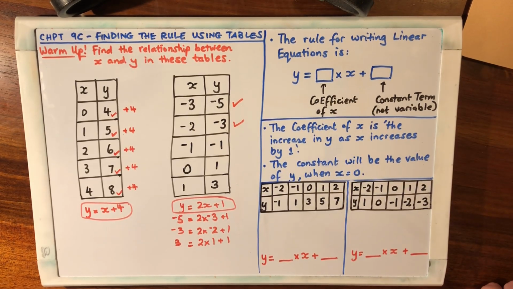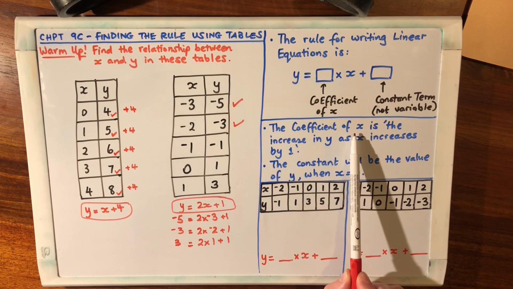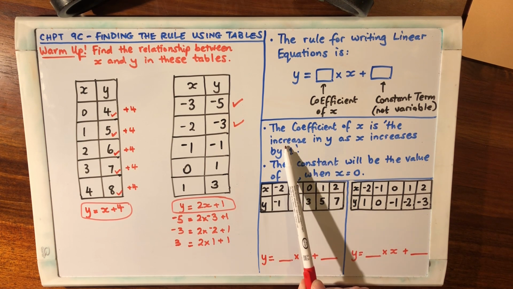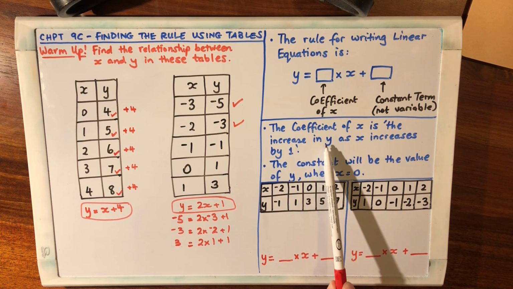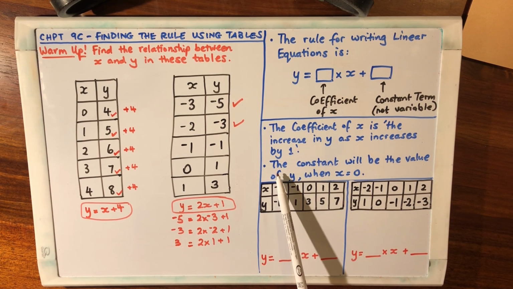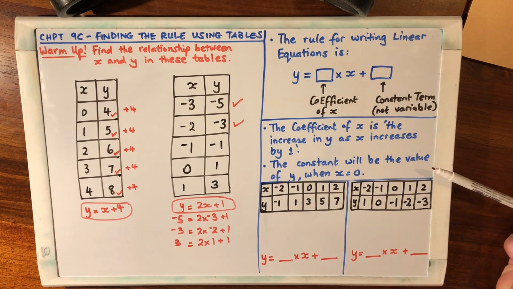So there's two rules, and you need to make sure you know these ones or have them written down somewhere that you can find them easily. We work out the coefficient of x. The coefficient of x is the increase in y, whether that's an increase or decrease in y, as x increases by 1. And we work out the constant term. The constant term will be the value of y when x equals 0.